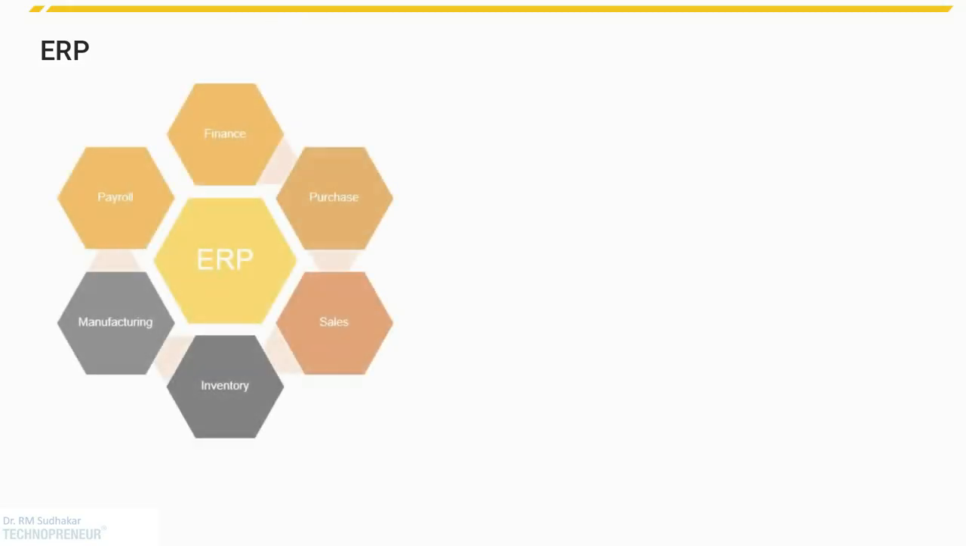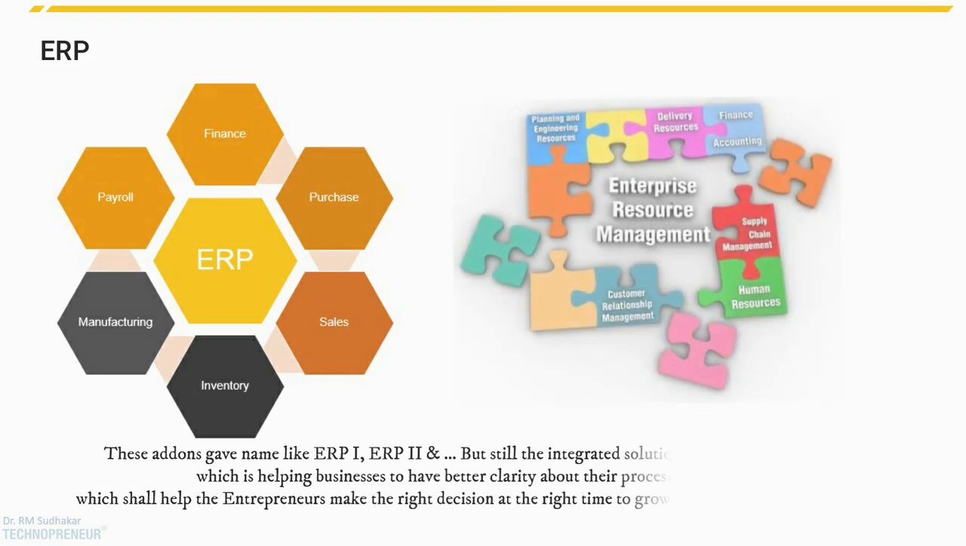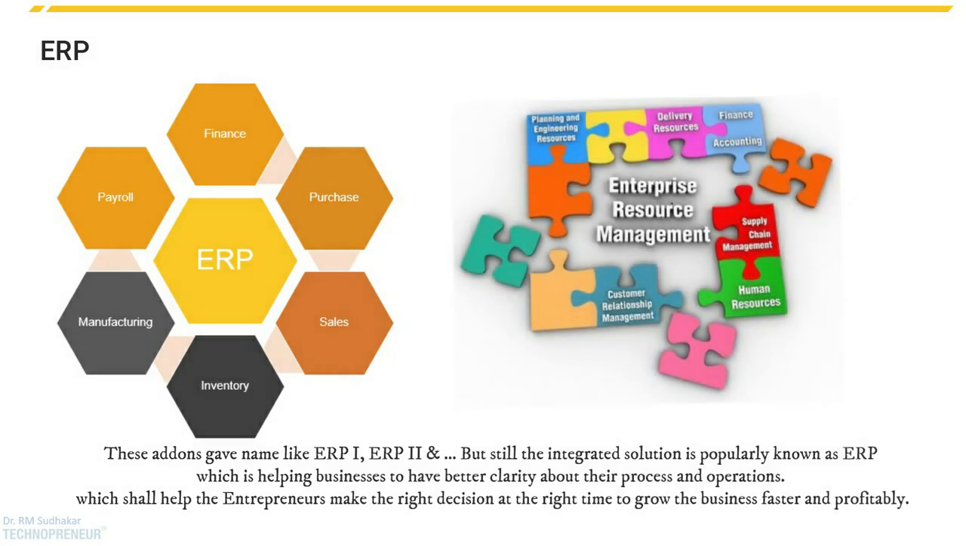ERP today is not just about planning the resources. It also includes management. The other term for it is ERM, Enterprise Resource Management, which includes sales and orders management, project management, supply chain management, customer relationship management, human resource management, also integration of various need-based modules like point of sale, customer support system and so on. These add-ons gave names like ERP I, ERP II and so on.